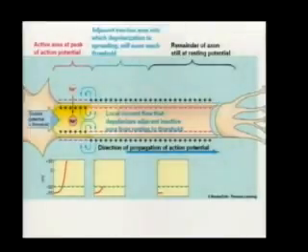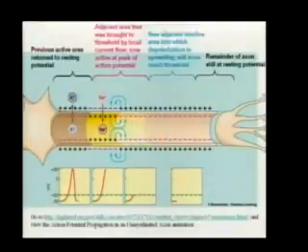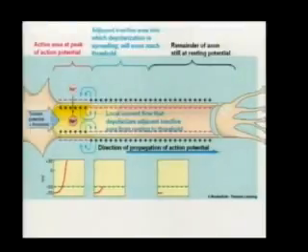In this particular case, let's see if there's a better one here. At negative 70, your graded potential is allowing sodium to enter. It reaches threshold. The sodium gates open. And then realize what happens now. You get a spike right here. What's happening right next to it along that plasma membrane?